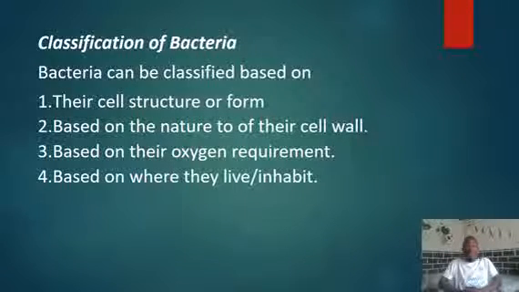Now, let's look at how bacteria are classified. There are several ways by which bacteria are classified. We shall look at about 4 of them. The first one is based on their cell structure or form. Then 2, based on the nature of their cell wall. Then 3, based on their oxygen requirements. And then 4, based on where they live or where they inhabit. We shall be looking deeper into these ways in our subsequent slides.